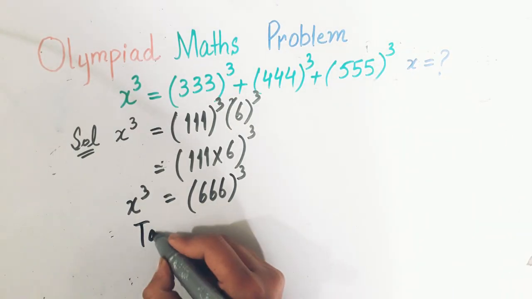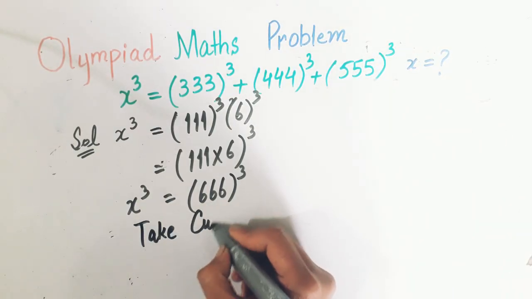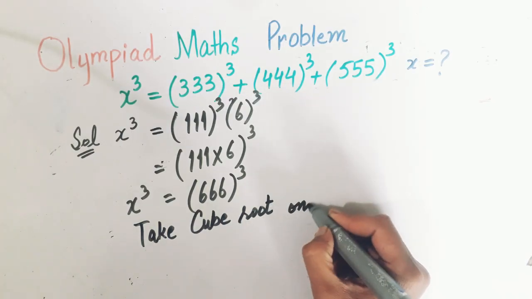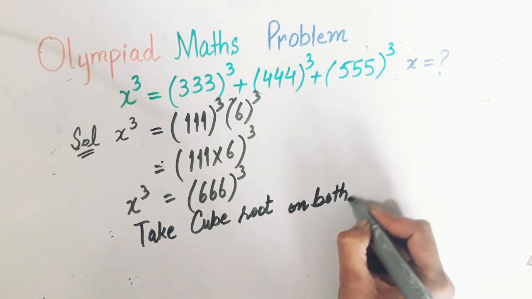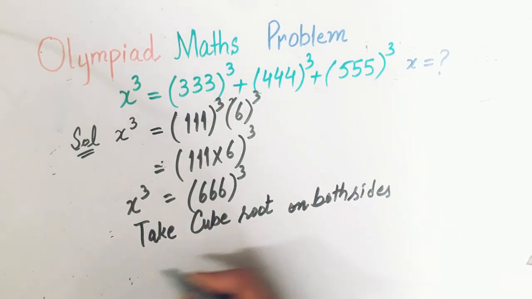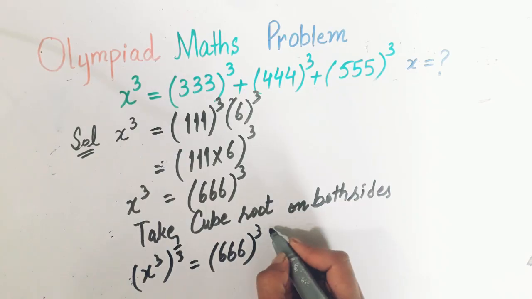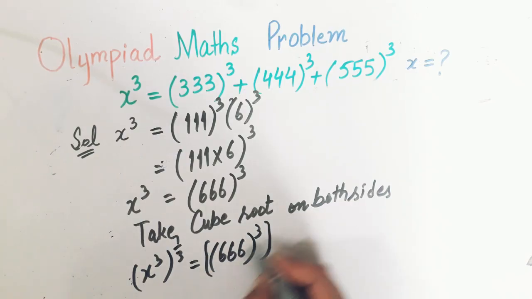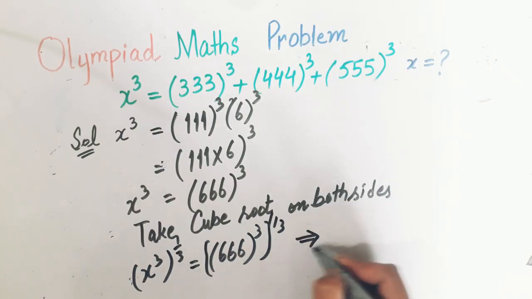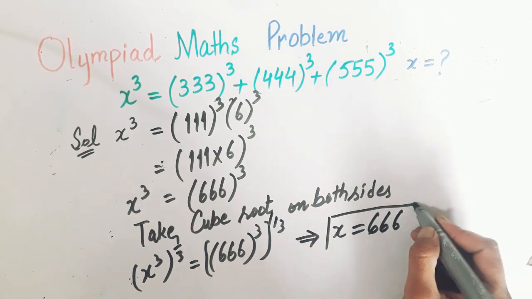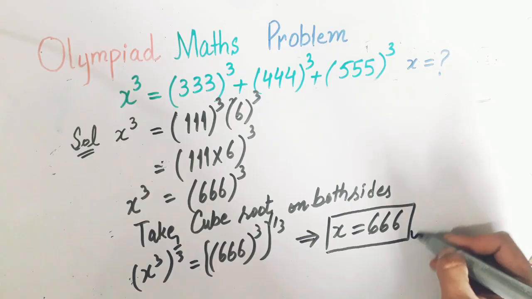So take cube root on both sides. That means x cube power is 1 by 3 and 666 power is 1 by 3, which implies x equals 666. So this is the answer.